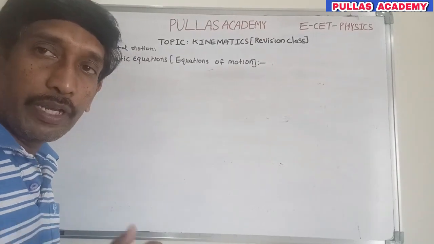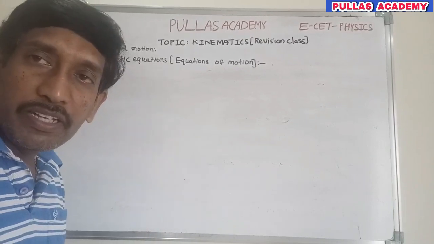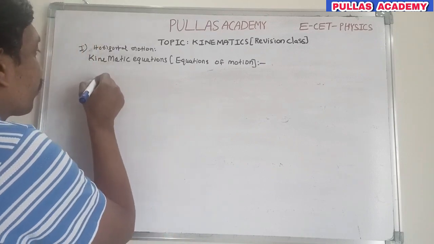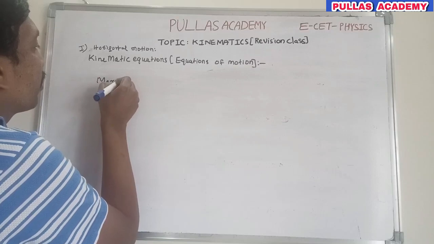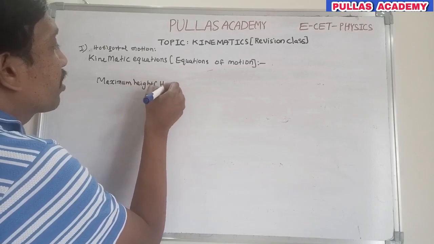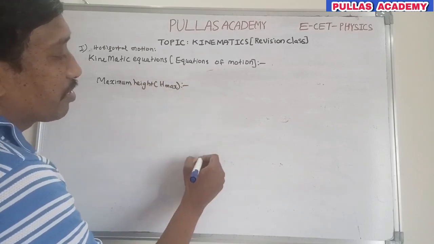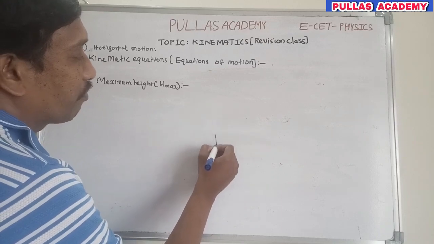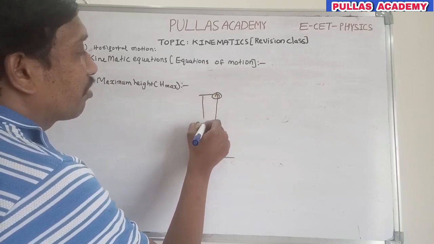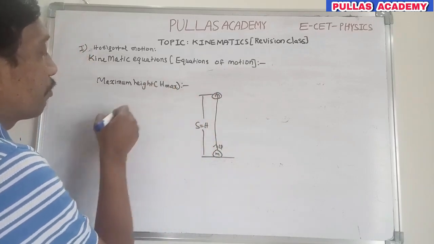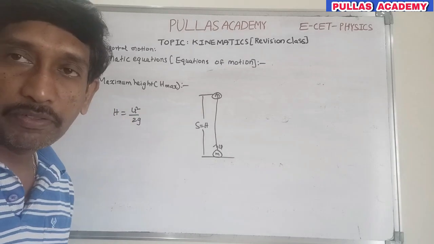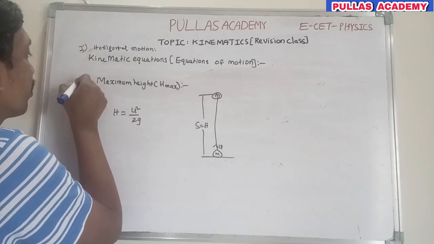Now we are going to discuss some applications or important parameters related to the upwards projected body and freely falling body. The first parameter is maximum height. What is maximum height? That is denoted by h max. So when one body is projected upwards with velocity u, it reaches the maximum height. I consider s is equal to capital H. The formula for capital H is u square by 2g. So the maximum height formula is u square by 2g.